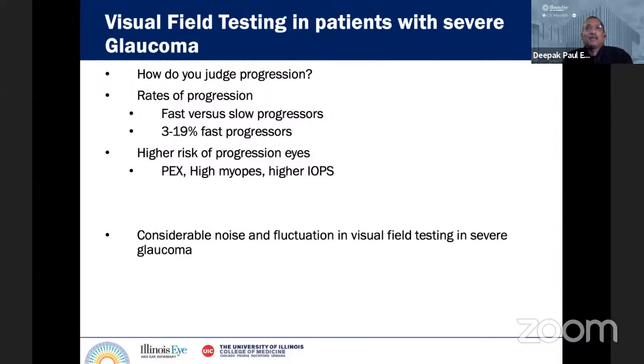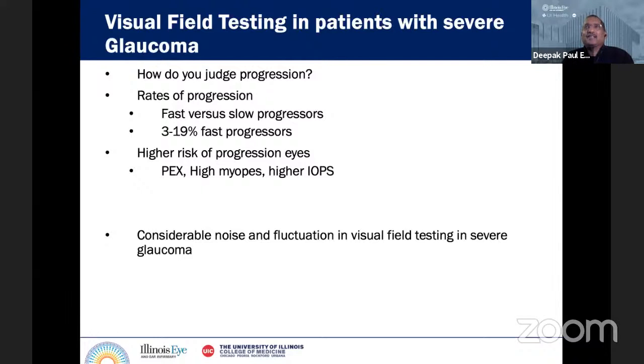But having said that, we can't wait. We have all these patients in our offices with these bad fields. So you have so-called fast progressors and slow progressors. Patients who progress fast account for about 3 to 19% of your patients with severe glaucoma. And what do I mean by fast progressors? The definition is vague, but for me, someone who progresses more than 2 decibels in 1 year is a fast progressor. Those are the patients you need to watch very carefully.